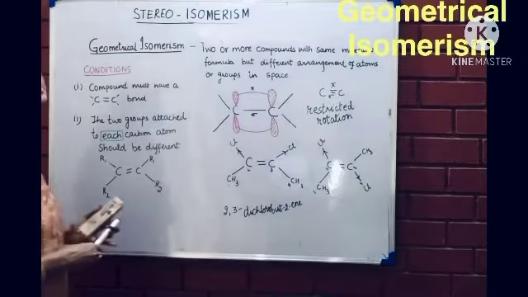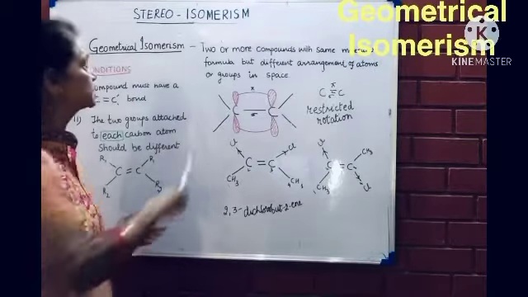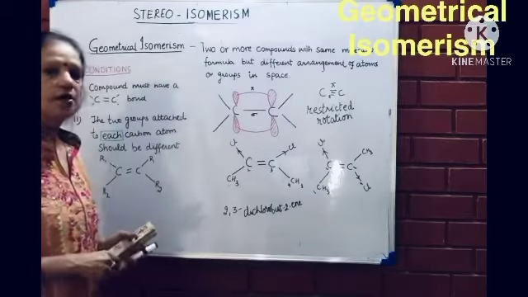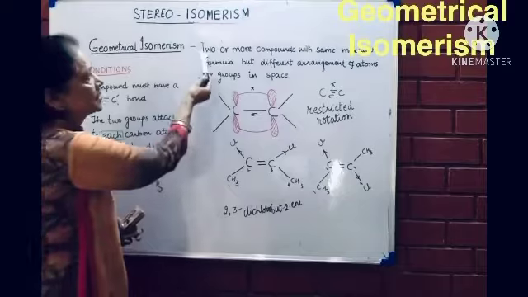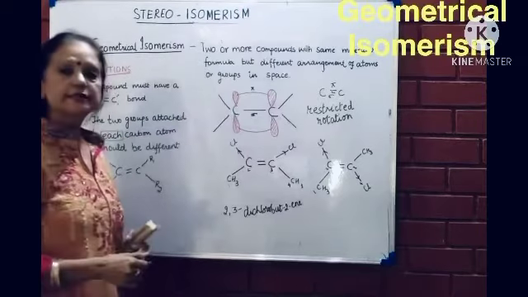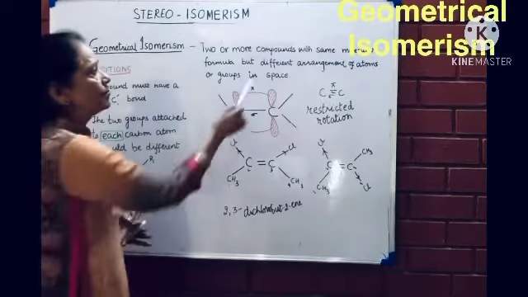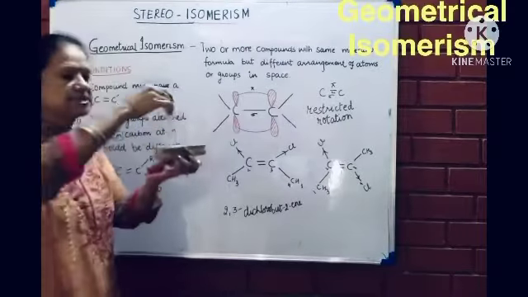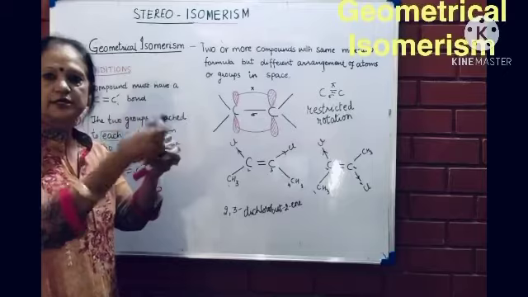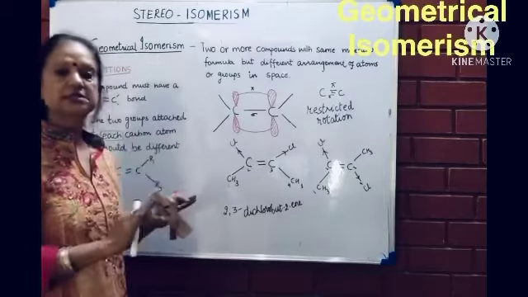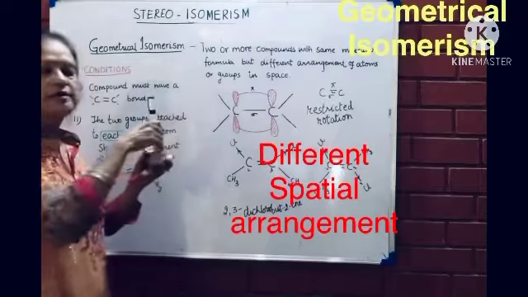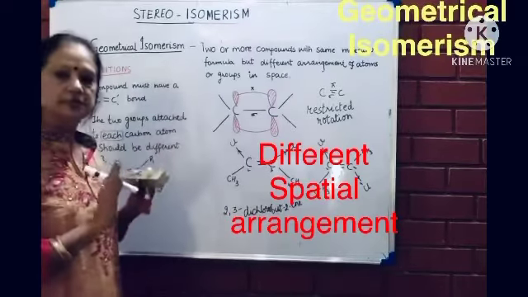Let us look at the second type of stereoisomerism, which is called geometrical isomerism. Geometrical isomerism means that there are two or more compounds with the same molecular formula but a different arrangement of atoms in space. Their formula is the same, their name is the same, but they have different arrangements around themselves in space.